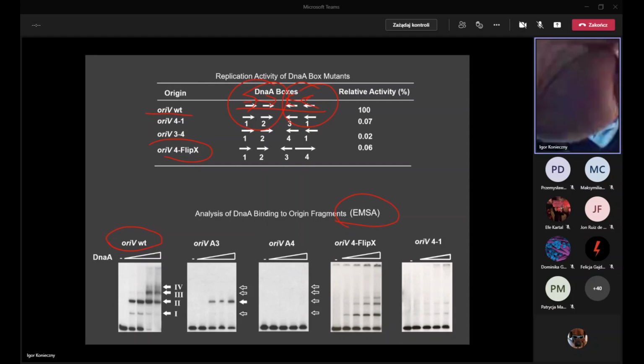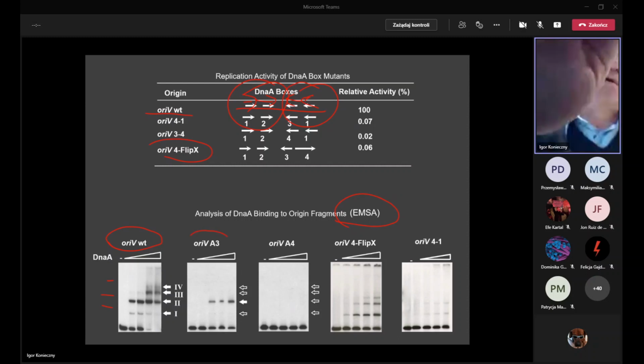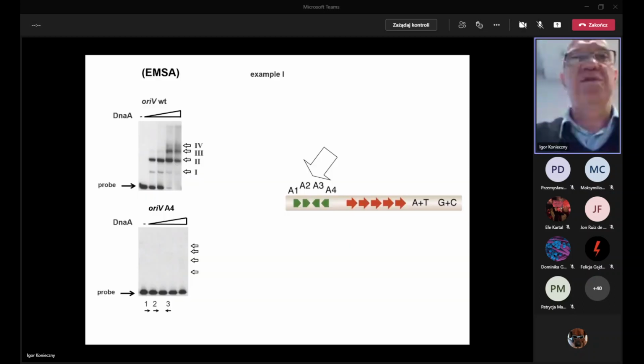And you see different complexes formed by the DNA protein with a wild type origin. However, if anything is altered, then you see no interaction at all, or some different interactions, but then the bands are very faint and you see that something is going on, that the specific position is required. And now we will make an interpretation of those electromobility shift assays.